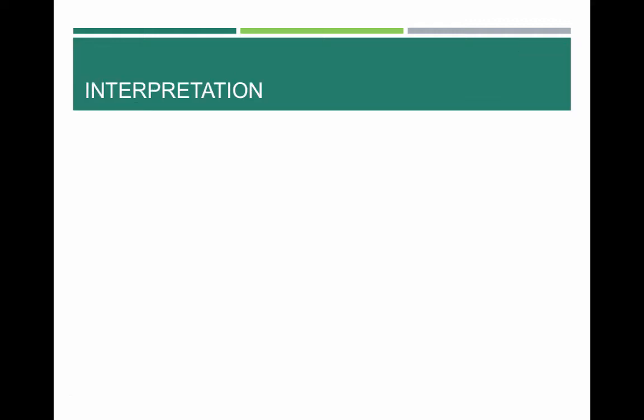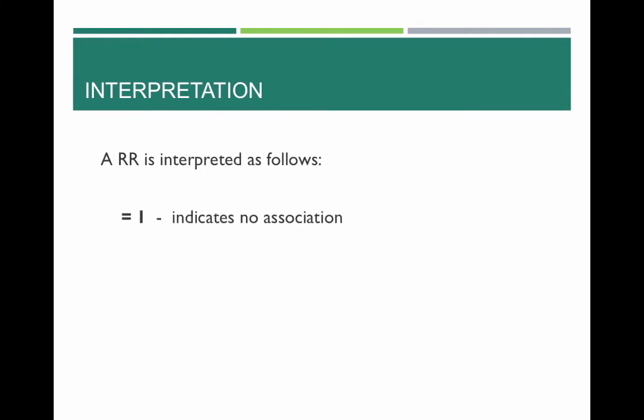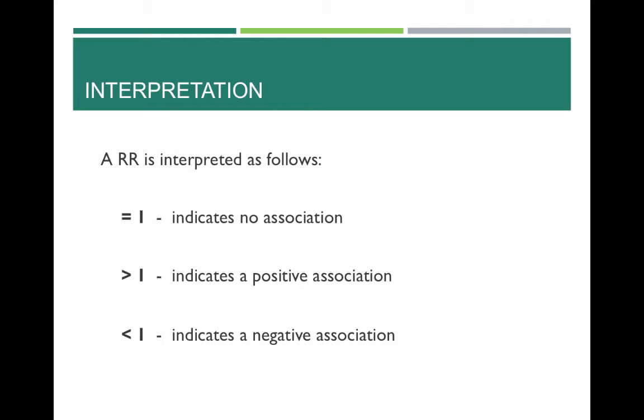So now that we've calculated the relative risk, what do the numbers mean? If the measure of association equals 1, that means that there's no association between the exposure and disease. When the two groups were compared, they were the same. If the measure of association is greater than 1, that means there's a positive association between the exposure and the disease. The group that has the exposure also has more disease. If the measure of association is less than 1, that means that there's a negative association between the exposure and the disease. The group that has the exposure has less disease. This is also known as a protective effect.